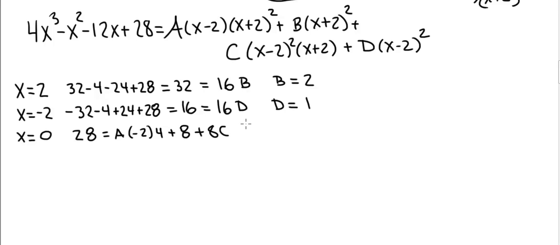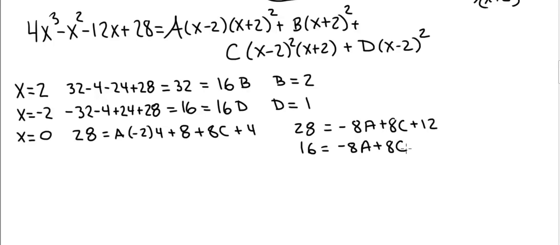And the d term is going to be 4, because 0 minus 2 is minus 2, minus 2 squared is 4, and d is equal to 1. So that gives us 28 equals minus 8a plus 8c plus 12, or 16 equals minus 8a plus 8c. Let's divide both sides by 8, and that gives us this equation: 2 equals minus a plus c. We'll come back to this in a minute. We can't solve it quite yet for a and c, but we do have an equation for how they are related.